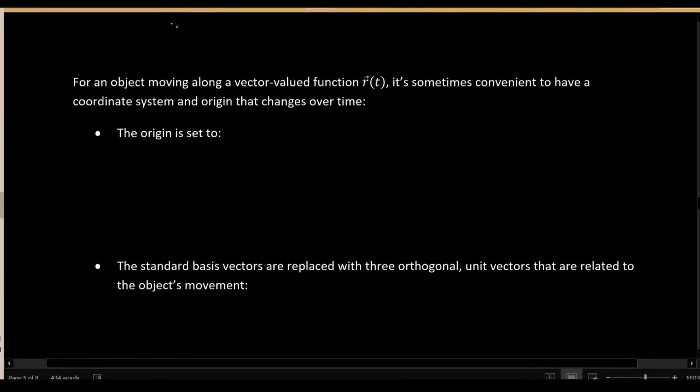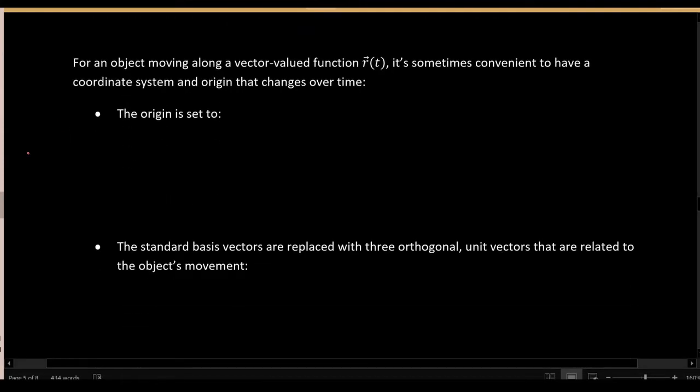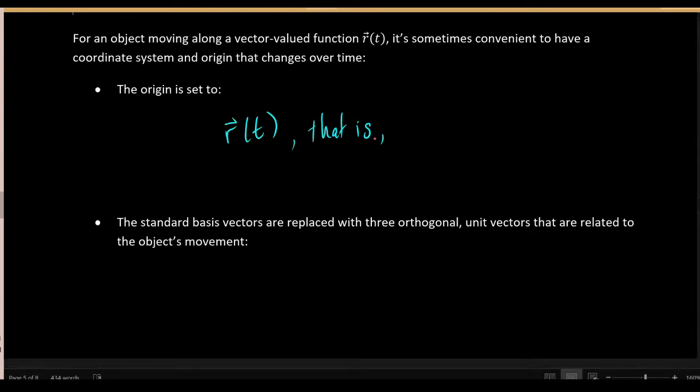Now in the specific case of a moving object, there is a commonplace way to change the position of the origin and to change the orientation of the coordinate axes. If your object is moving along the graph of a vector-valued function r of t, then your general choice is to set the origin at any given time equal to the object's position. In other words, you move the origin with the object so that the object's position is always at the origin.